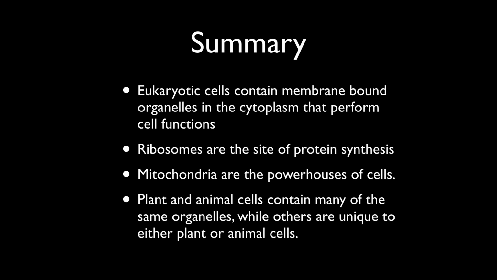So eukaryotic cells contain membrane-bound organelles in the cytoplasm that perform cell functions. Ribosomes are the site of protein synthesis. Mitochondria are called the powerhouse of the cell because they provide ATP to run the things that need to run. And plant and animal cells contain many of the same organelles. Others are unique to either plant or animal cells. Plant cells: chloroplast, cell walls, vacuoles. Animal cells: centrioles, no vacuoles, and lysosomes. Any questions?